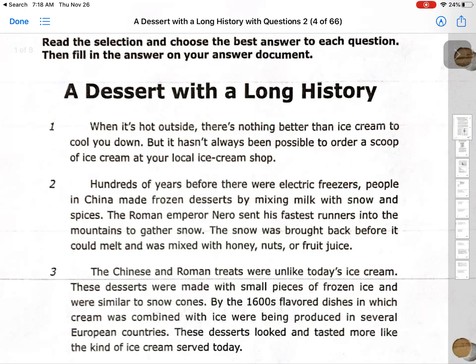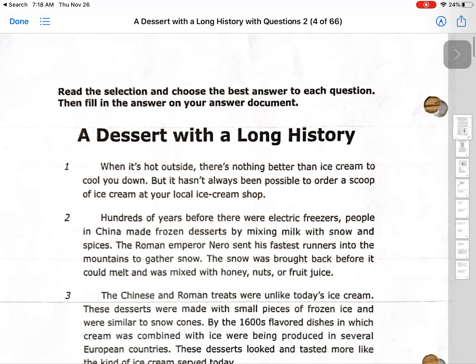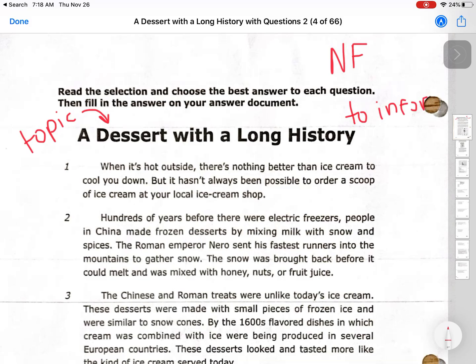Okay. A dessert with a long history. So this is our topic. When we're reading nonfiction, we always have a topic. And our topic is going to be a dessert with a long history. And when we're reading nonfiction or expository, the author's purpose is always going to be to inform, to give us information.